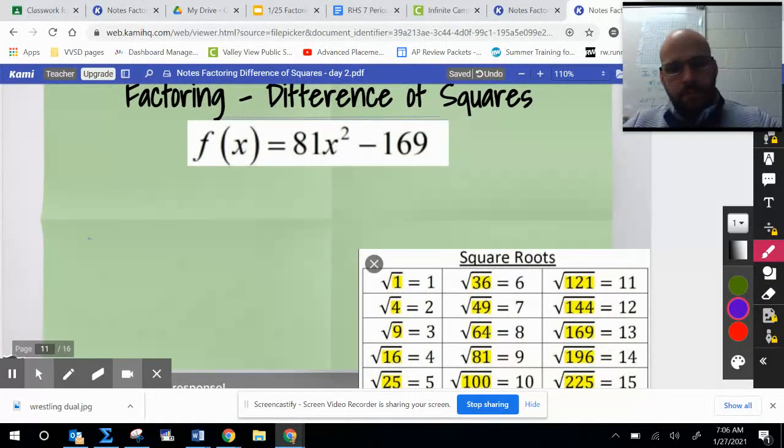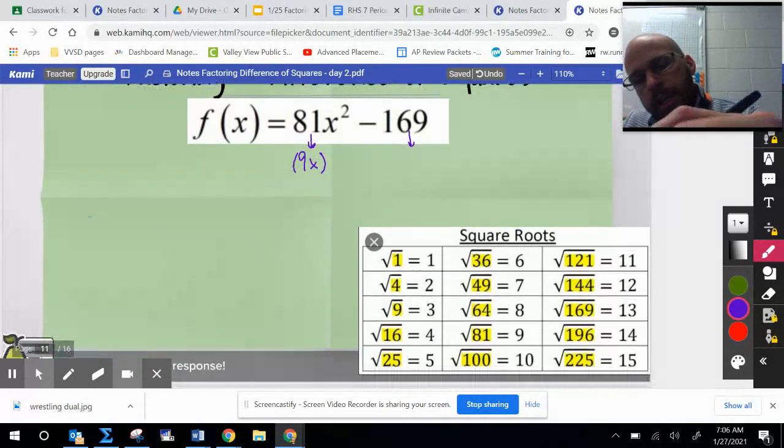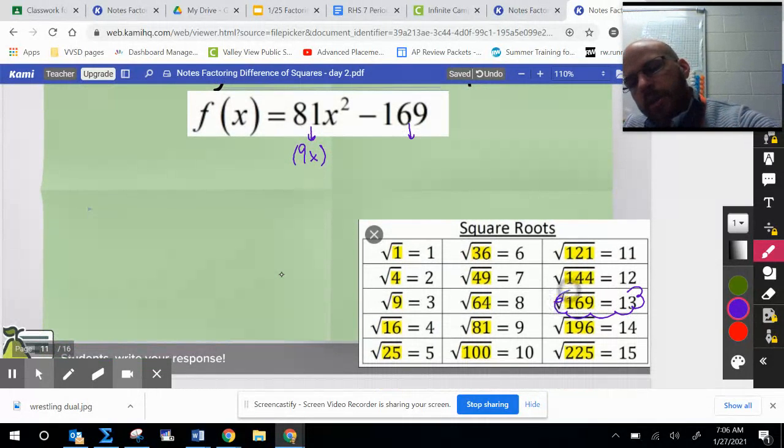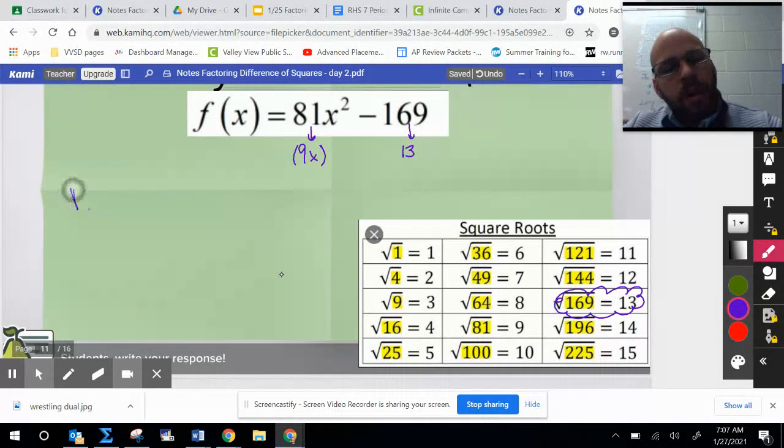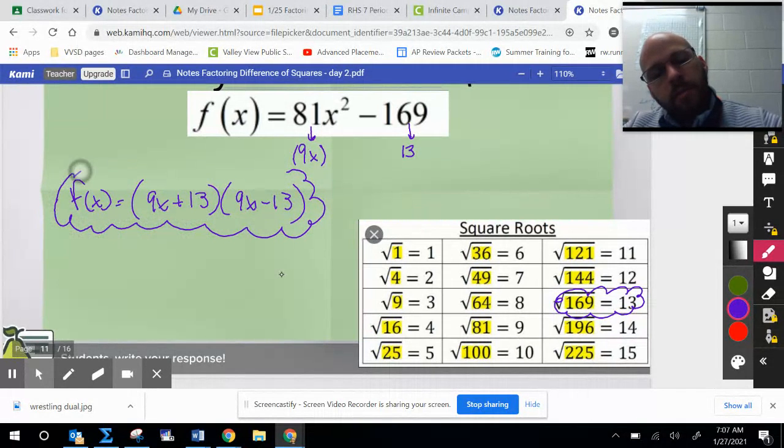Same thing. If I take the square root of 81, that's a 9. Square root of 169, I'm going to look at my little table here. That's 13. So if I make my groups, I get a 9x plus 13 and a 9x minus 13. And that is my answer.